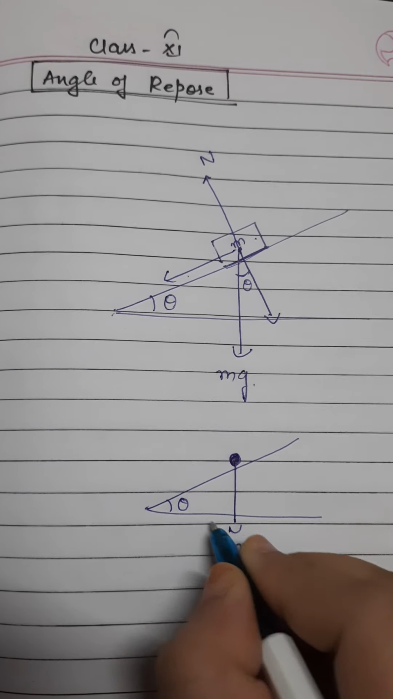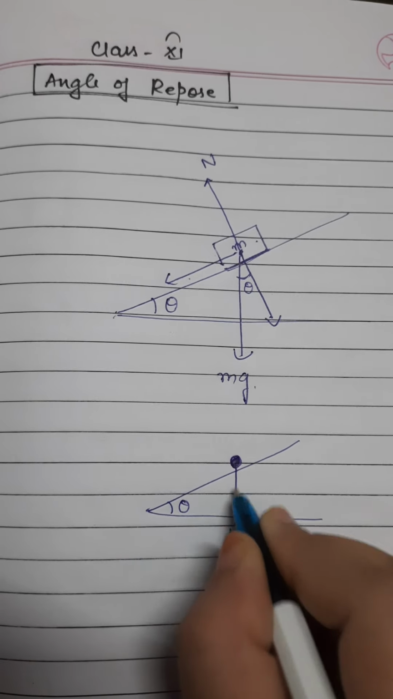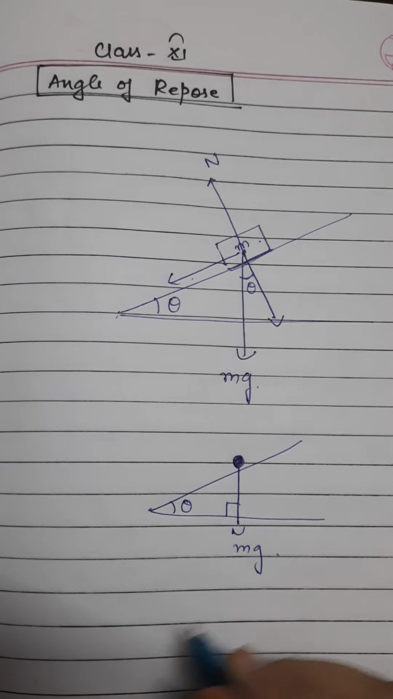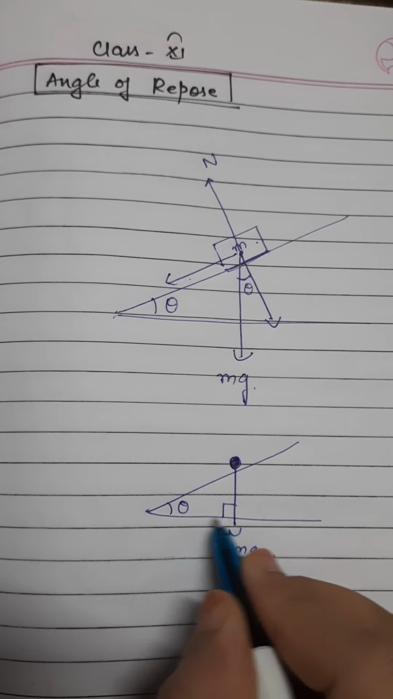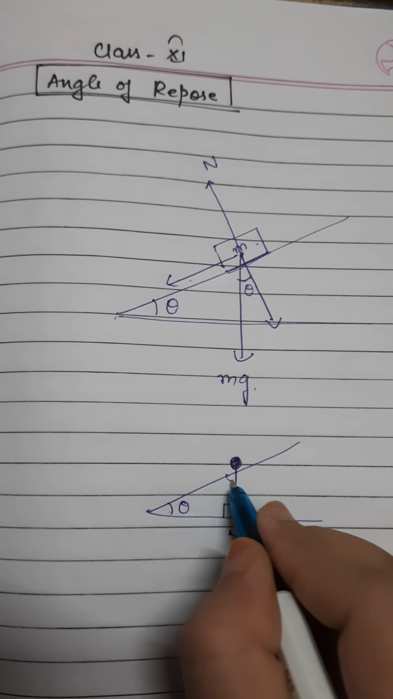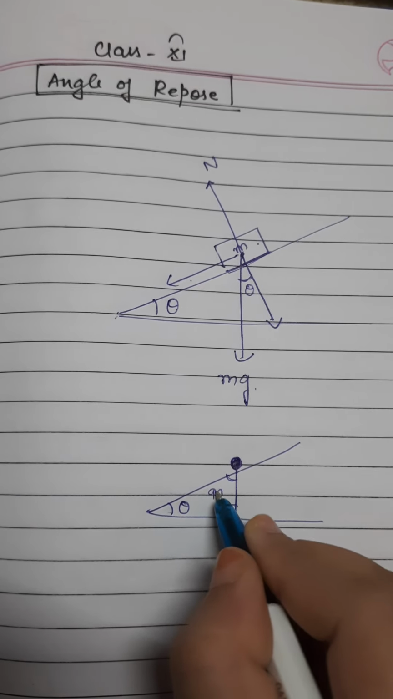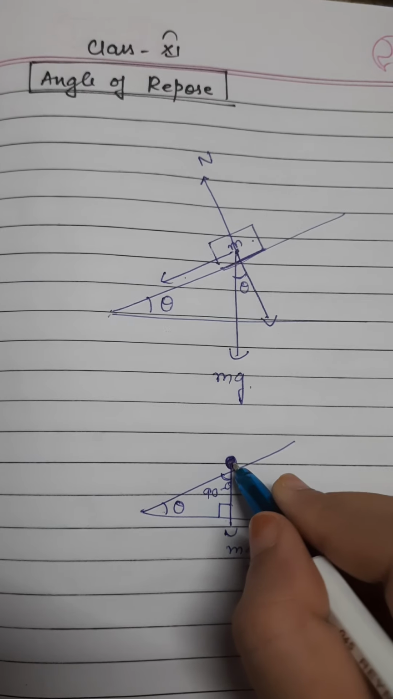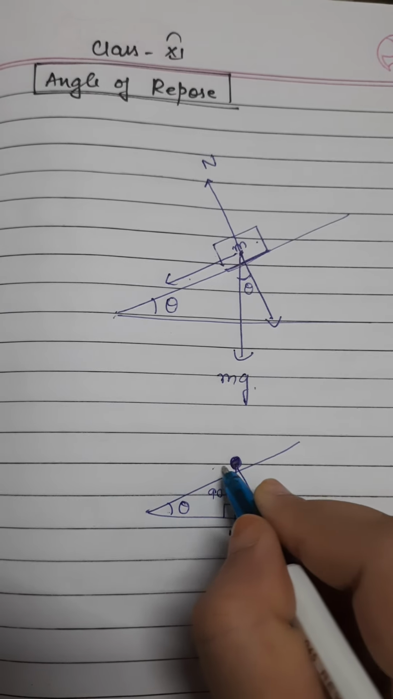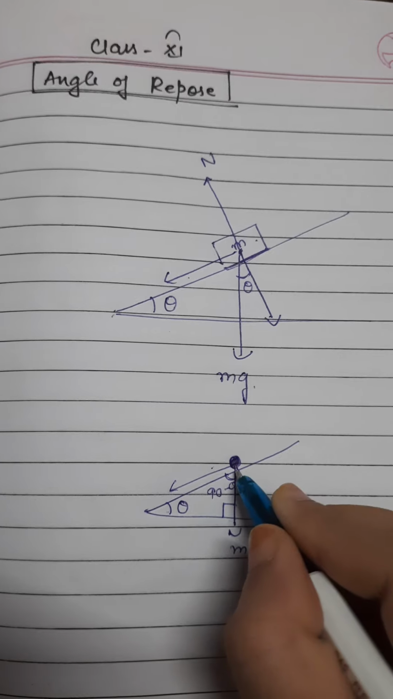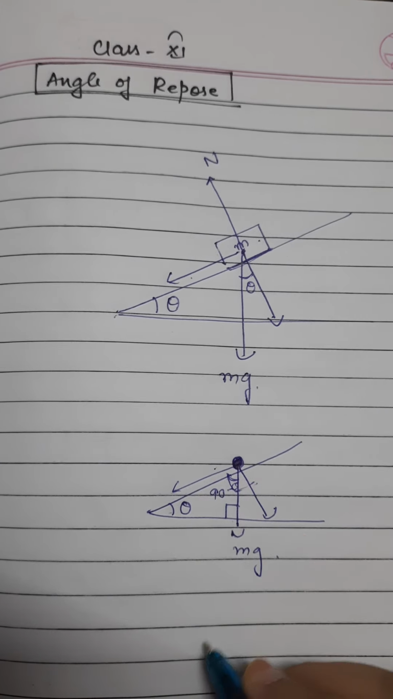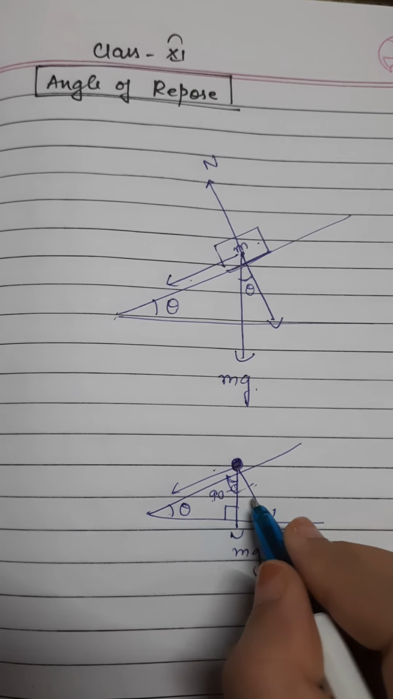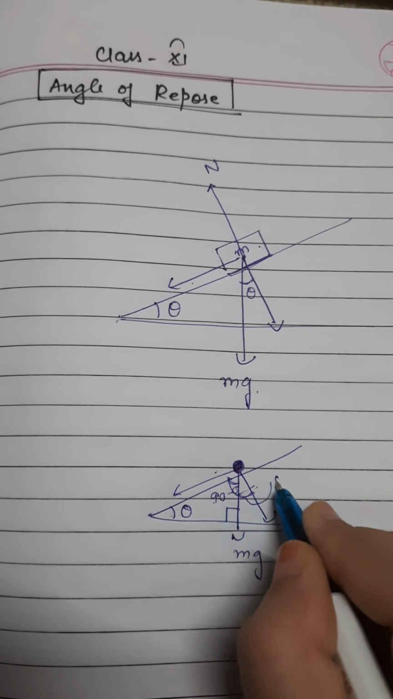If this is a triangle, and this is theta, we know that this will be perpendicular to the surface toward the center. So the angle at this point is 90 degrees, and this is theta, so automatically this angle becomes 90 minus theta. And if I am resolving the mg in two parts, here and here, this total angle should be 90 degrees. If this is 90 minus theta, then automatically this angle becomes theta.